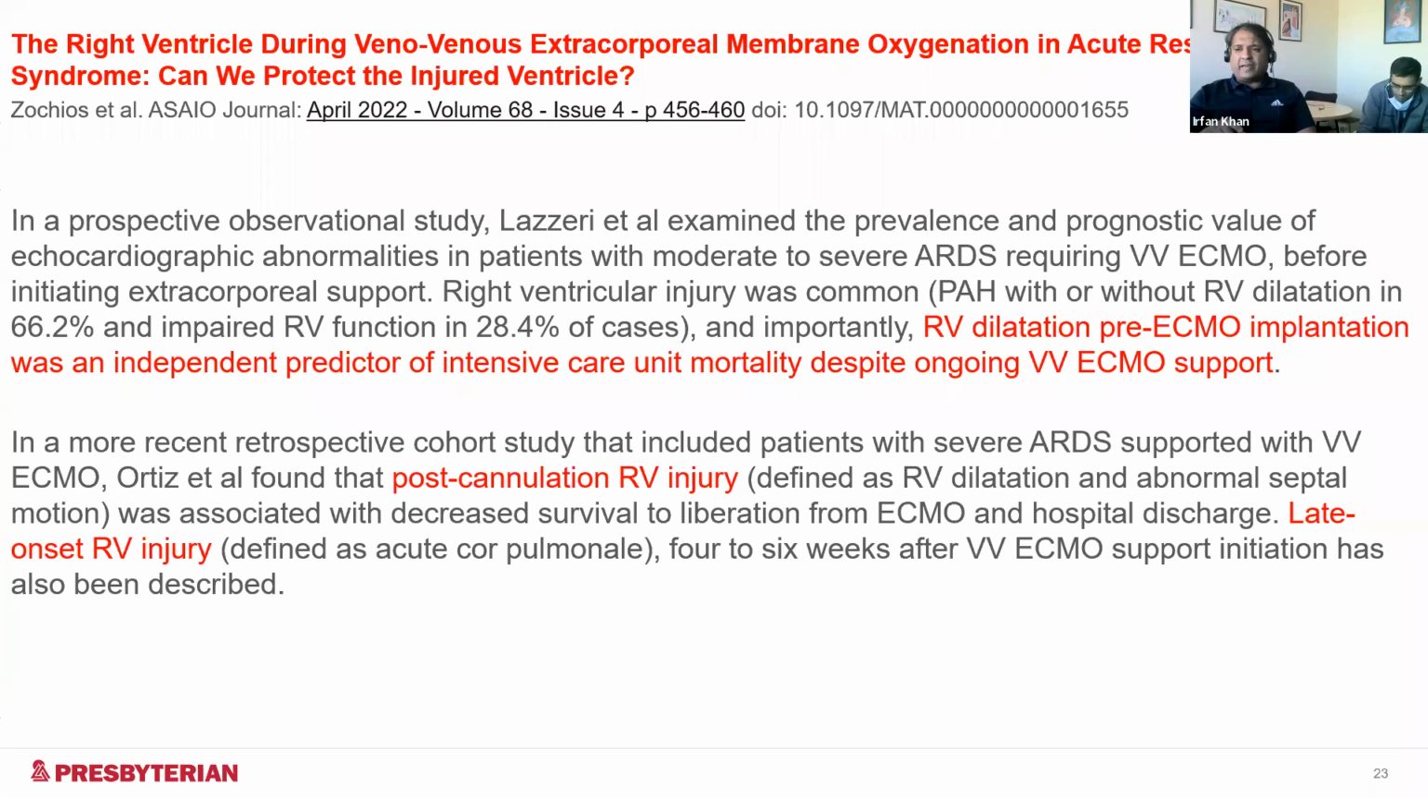RV dilation prior to going to ECMO was an independent predictor of mortality, which is interesting because we do echoes on these patients to begin with. And if there's severe RV dysfunction, we tend to delay it. In another, more recent study, they found that post-cannulation RV injury can also decrease survival significantly and prevent you from liberating them from ECMO.